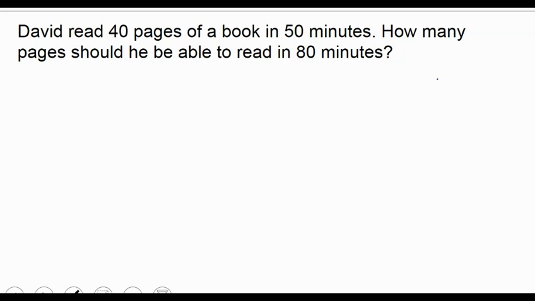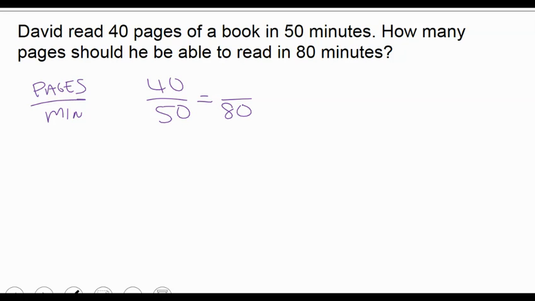So David read 40 pages of a book in 50 minutes. How many pages should he be able to read in 80 minutes? So we've got pages and minutes. I'm going to say pages on top, minutes on the bottom of my proportion. So he read 40 pages in 50 minutes. And then the question is, how many pages should he be able to read in 80 minutes? So minutes, we said, were on the bottom. So that means pages, how many pages he reads in 80 minutes, is what I'm trying to figure out.